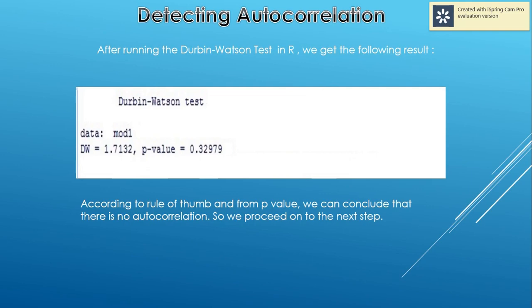Our model gives a Durbin-Watson test statistic of 1.7132 and a p-value of 0.32979. According to the rule of thumb, as well as from the p-value, we can conclude that there is no presence of autocorrelation. So we can proceed to the next step.